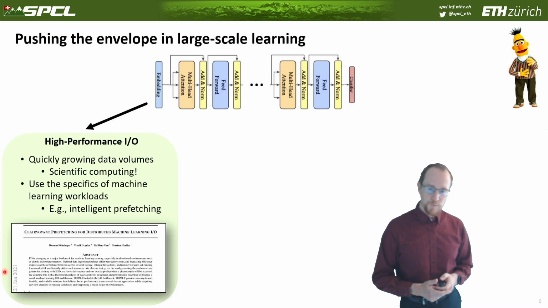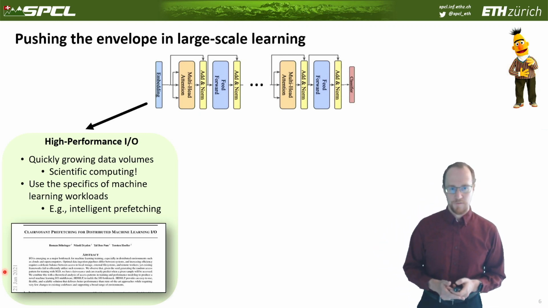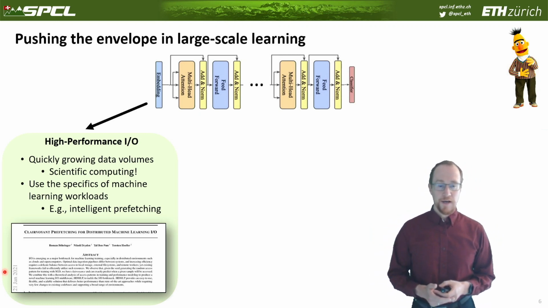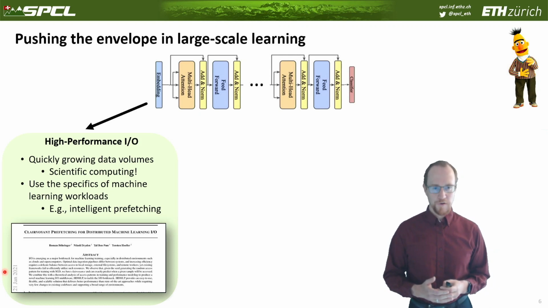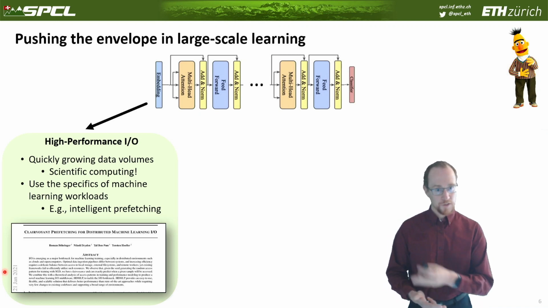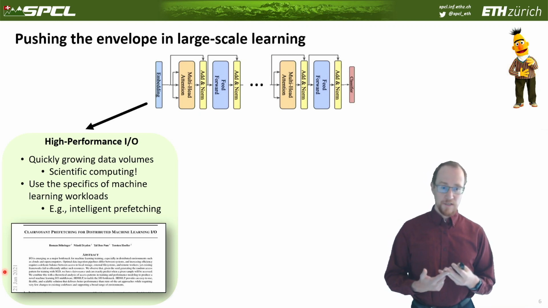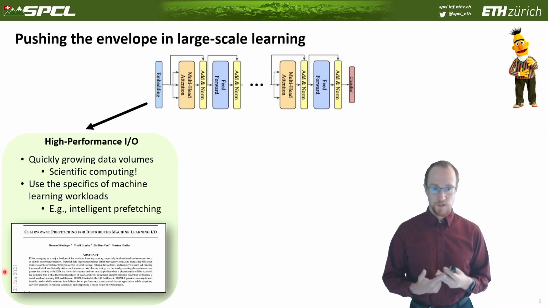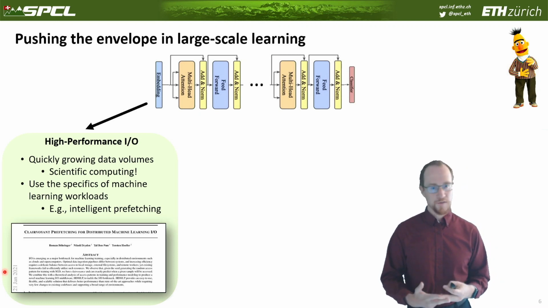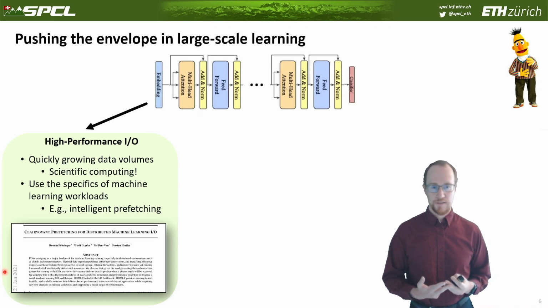But let me talk about the three pillars of deep learning first. First, you need high performance input-output. The volume of data is growing. As you know, the revolution of deep learning was mostly driven by three aspects. One is the availability of data, which is what we are talking about here. The second one is the availability of compute, which is our second pillar. And the third one is the availability of algorithms. This has not been changing in the last years.